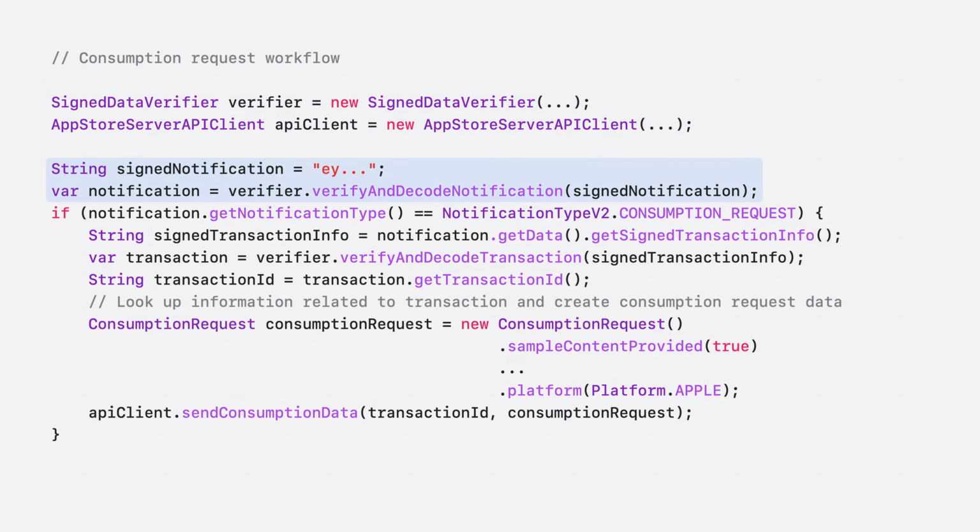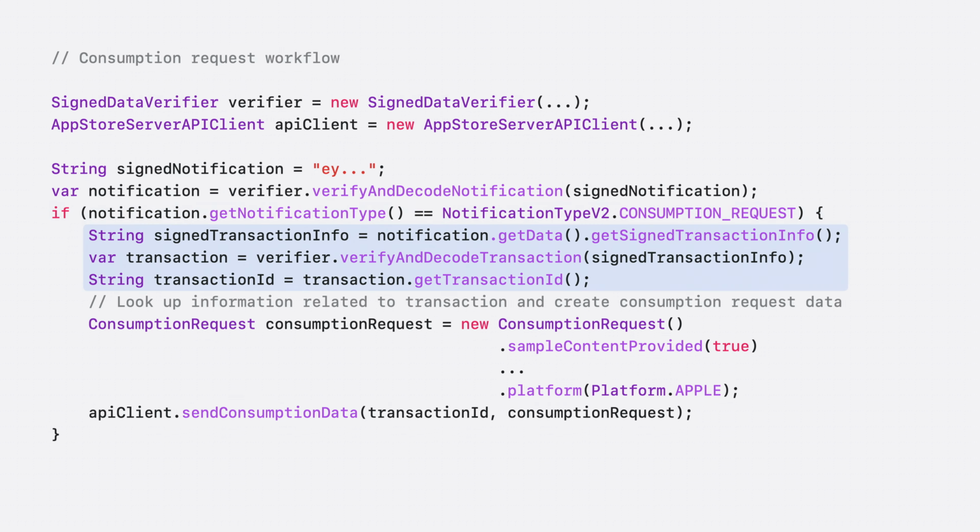Next, let's assume I recently received a notification and have the signed payload stored as a string in the signed notification variable. As with any notification, I verify and decode the payload using the signed data verifier and store the decoded object in the notification variable. Now, in this case, I check if the notification type equals consumption request, and if it does, I proceed with the appropriate logic for that type.